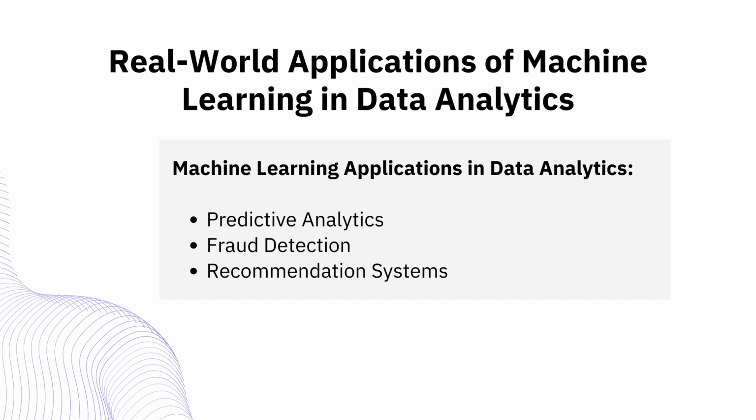Fraud detection. In the financial industry, machine learning models are employed to detect fraudulent activities by recognizing unusual patterns in transactional data. Recommendation systems. E-commerce and streaming platforms use machine learning to recommend products or content to users, improving user experience and driving sales.